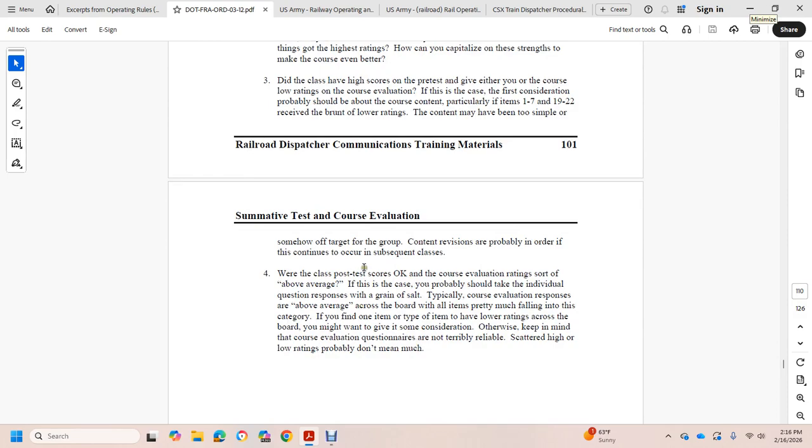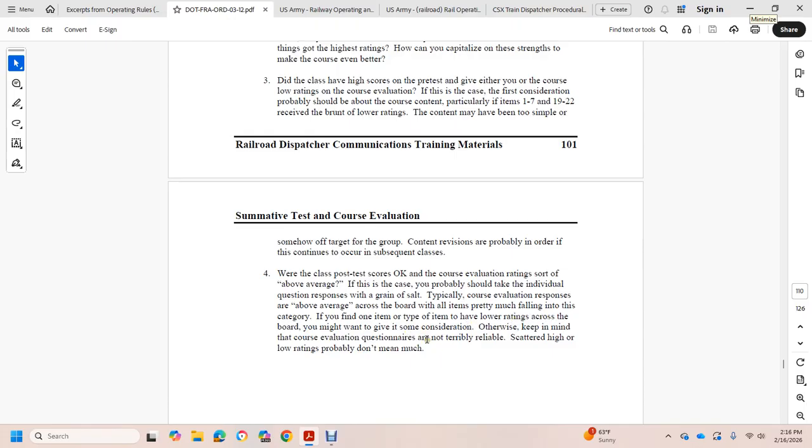Four. Were the class's pre- and post-test scores okay, with the course evaluation ratings above average? In this case, you should probably look at the individual question responses and find the typical course evaluation response, above average across the board. If you find one or two items with low ratings across the board, you might want to give them consideration.